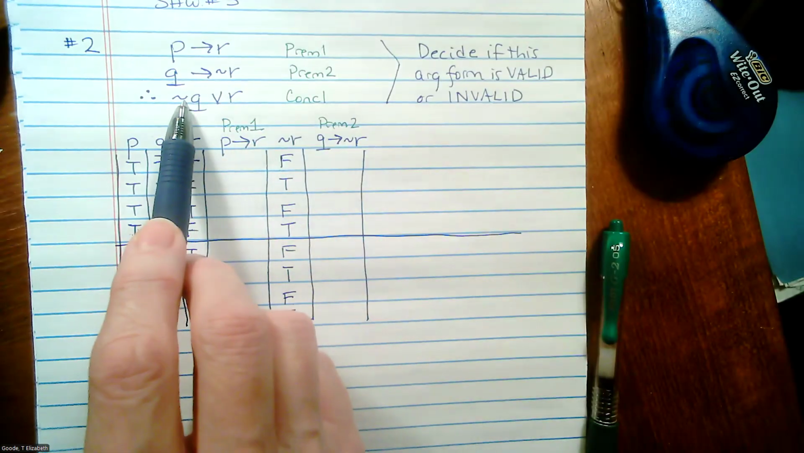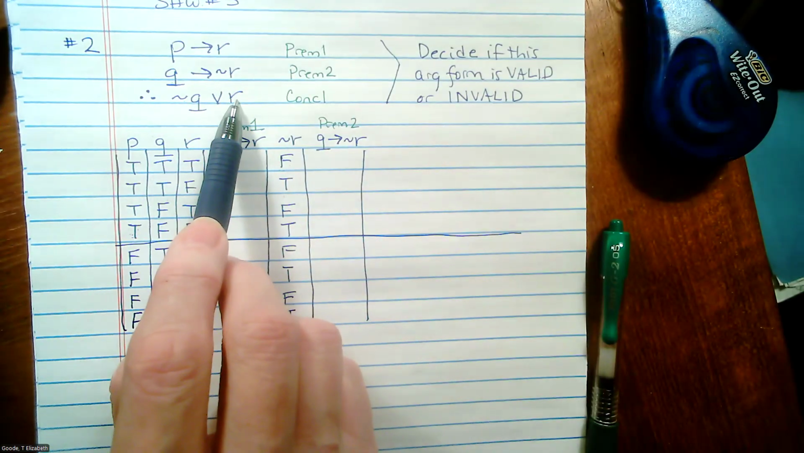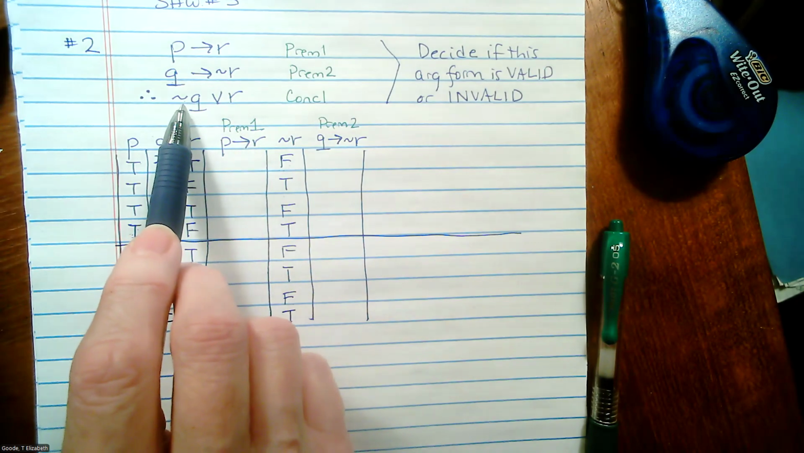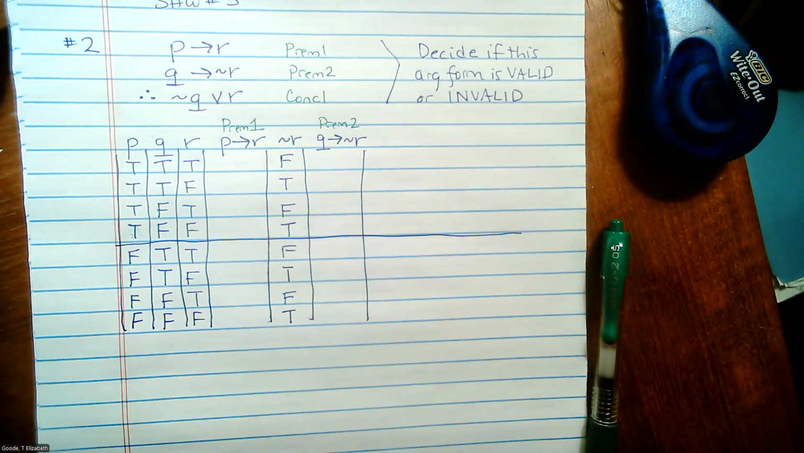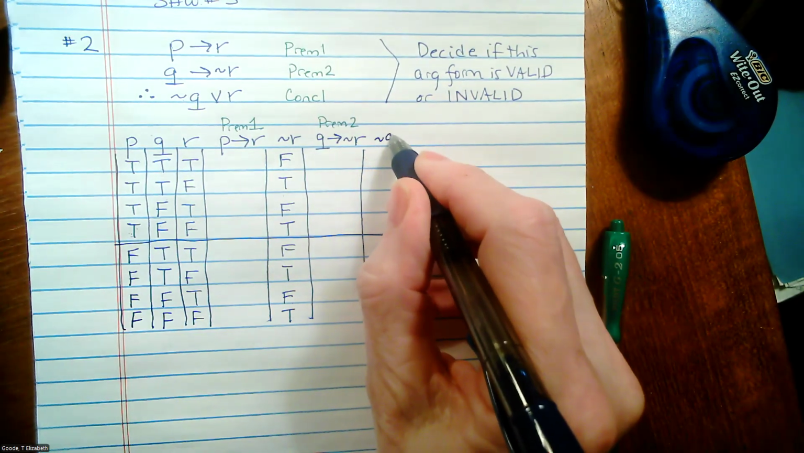Then we'll be able to build the column for premise 2. Then we're going to want to build a column for this conclusion. Let's look at the bits and pieces. There's a not Q. Do we have a column for not Q yet? Nope. So let's build a column for not Q.